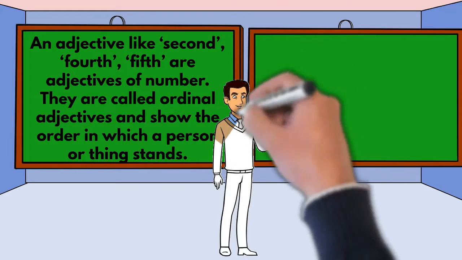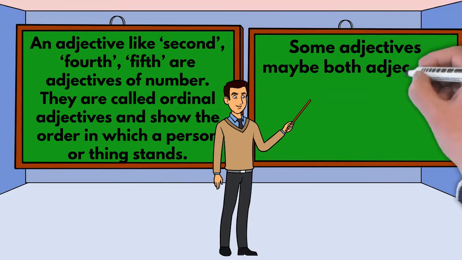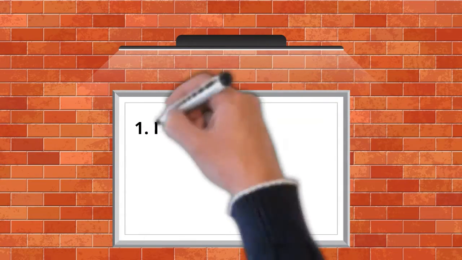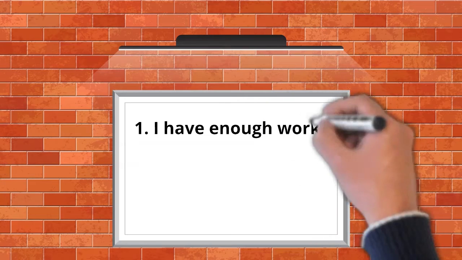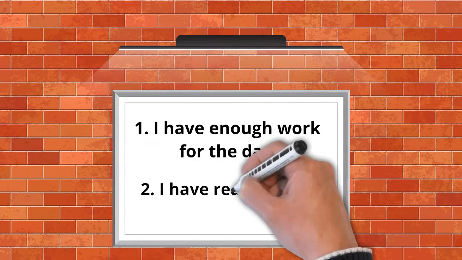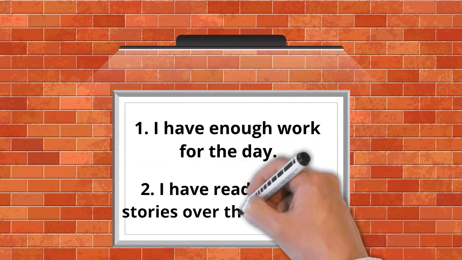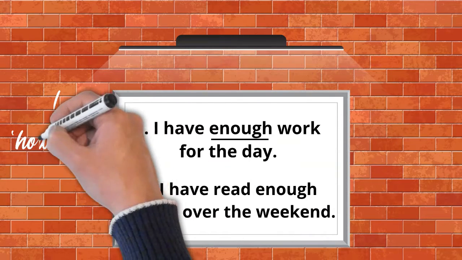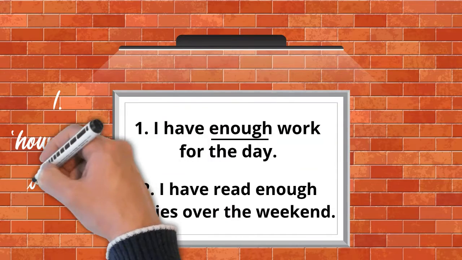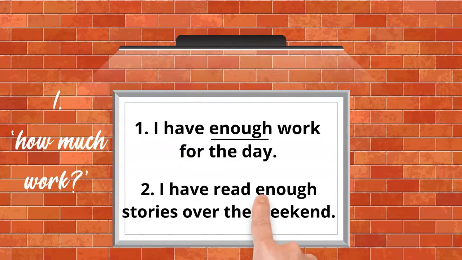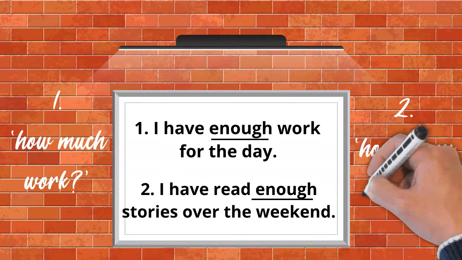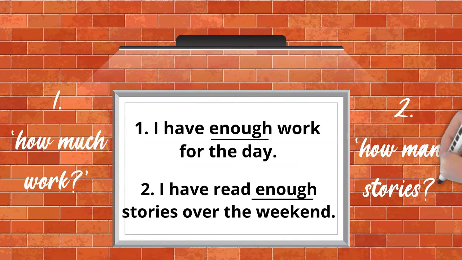Some adjectives may be both adjectives of quantity and adjectives of number depending upon their use. Examples: I have enough work for the day. I have read enough stories over the weekend. In sentence 1, enough tells us how much work, so it is an adjective of quantity. In sentence 2, enough tells us how many stories, so it is an adjective of number.